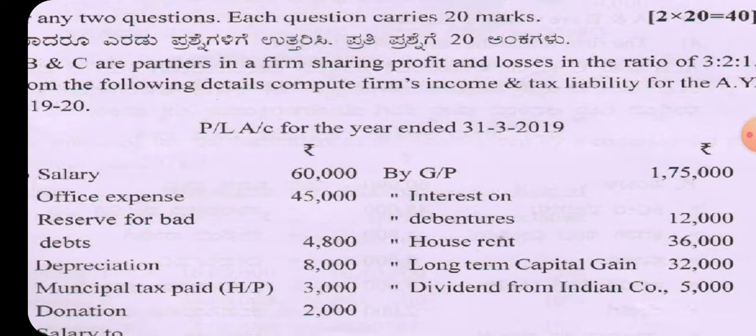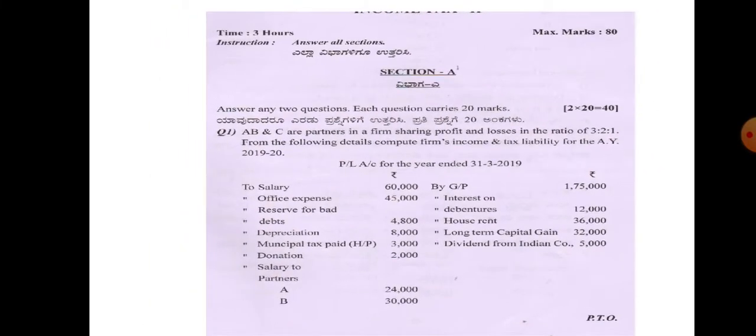Next, house rent is given. House rent means it is income from house property, so it is also not related to the business income. So you deduct 36,000. Next one is long-term capital gain. It is also income from capital gain. You deduct that 32,000 also. Next, dividend from Indian company. Again, it is income from other sources, so it is not a business income. That also is to be deducted here.